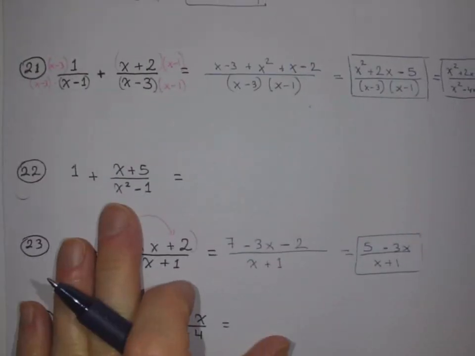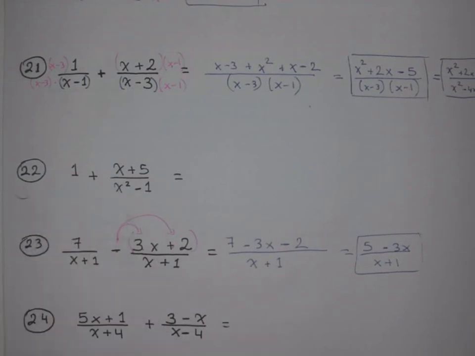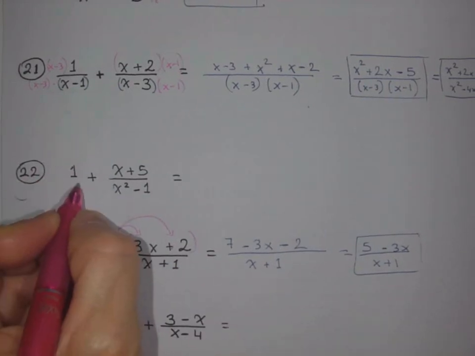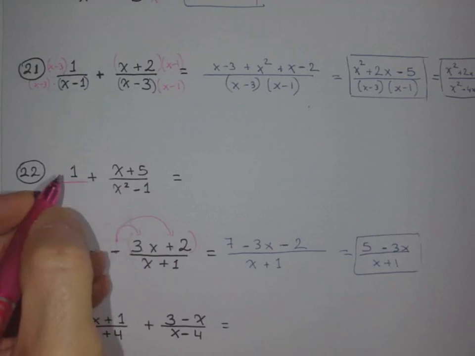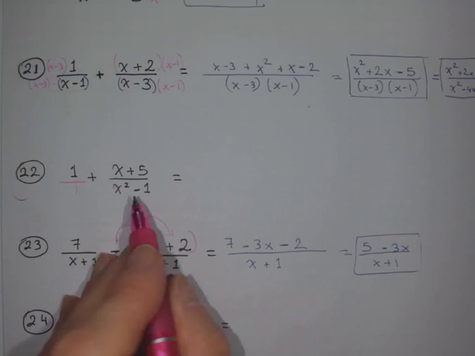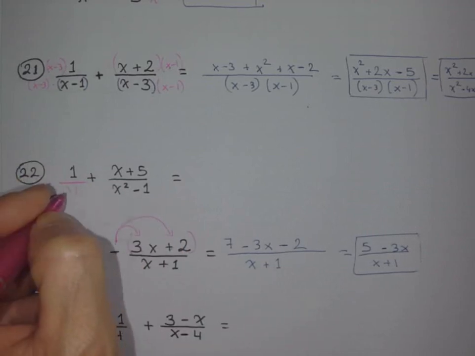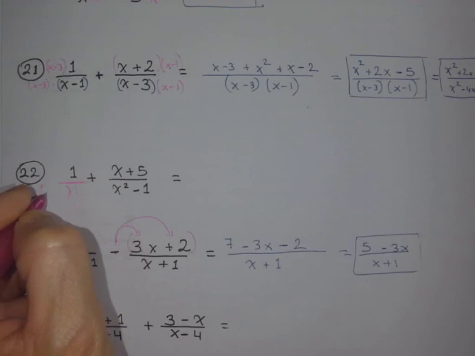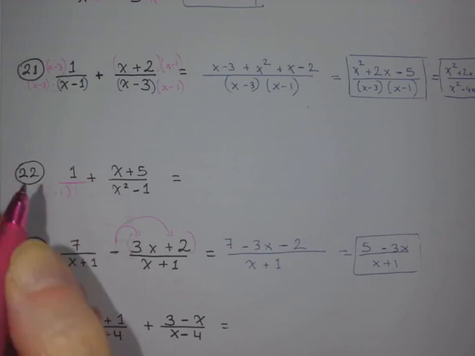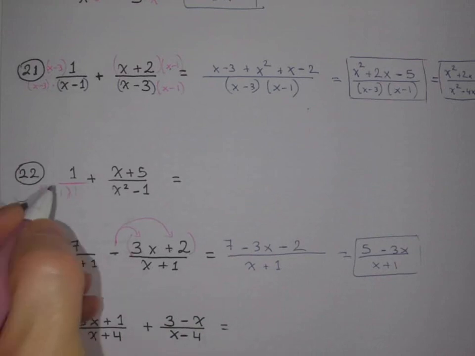Okay, I skipped this one. But this one we would need a common denominator. So I would have to multiply, this is the same thing as 1 over 1, and I would have to multiply by x squared minus 1, right? So I'm going to multiply that by x squared minus 1. My pen is losing it here, so let's try this one.